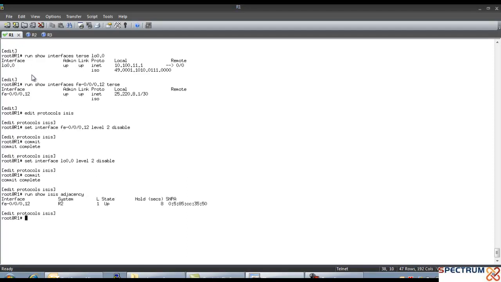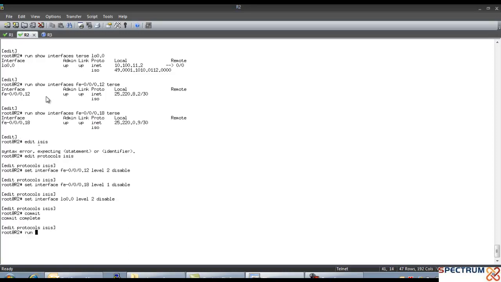Yeah, the adjacency is now up. It means that the routers are forming a level 1 adjacency. The router 1 and R2 are forming level 1 adjacency by using interface FE0/0/0.12 on R1. Similarly, we can use the run show IS adjacency command on R2 as well to check whether the level 1 and level 2 adjacency is now up or not. So the level 1 and level 2 adjacency is now up. R1 is forming a level 1 adjacency with R2 on interface FE0/0.12.